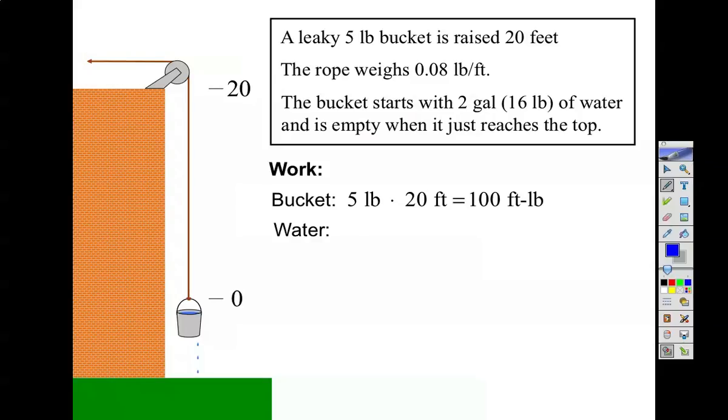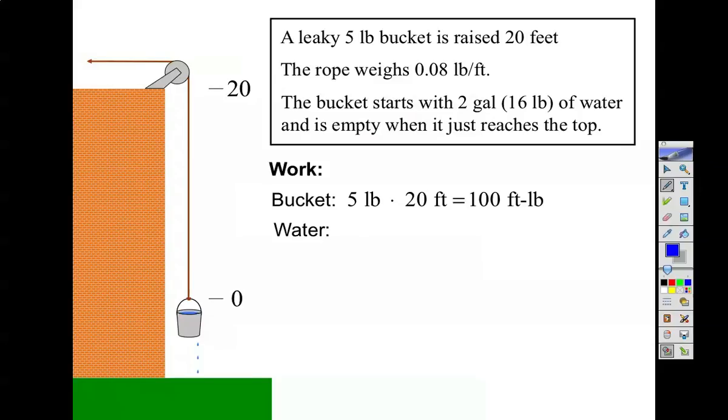Let's do it over here on the board. It is leaking at a constant rate. We're going to make that assumption. It starts with 16 pounds of water and it's empty when it reaches the top. We will assume a constant rate. So 0 minus 16 over 20.